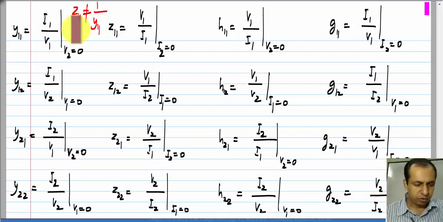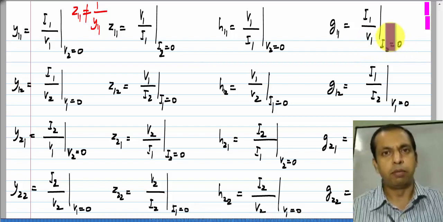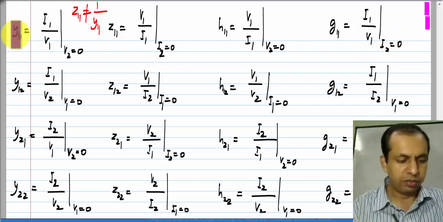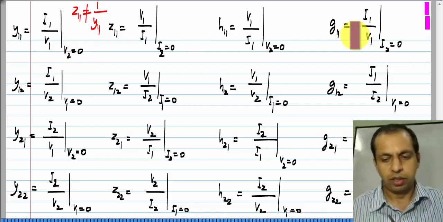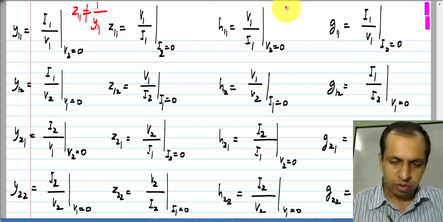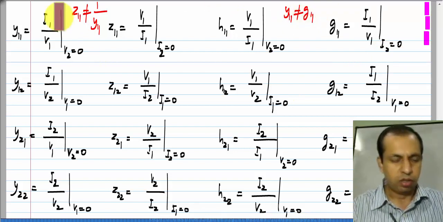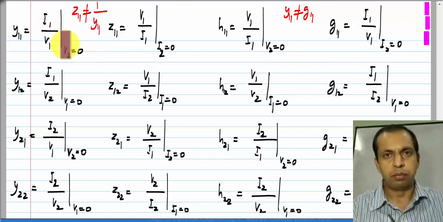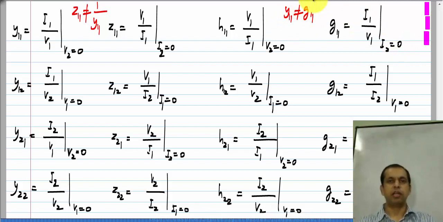Also, if you look at the expressions, y 1 1 is I 1 by V 1 and G 1 1 is also I 1 by V 1, but again they are measured under different conditions. Y 1 1 is with port 2 short circuited and G 1 1 is with port 2 open circuited. So, y 1 1 is not equal to G 1 1, because although they are ratios of the same quantities, they are measured under different conditions. So, please do not make elementary mistakes like this while converting from one parameter set to another.